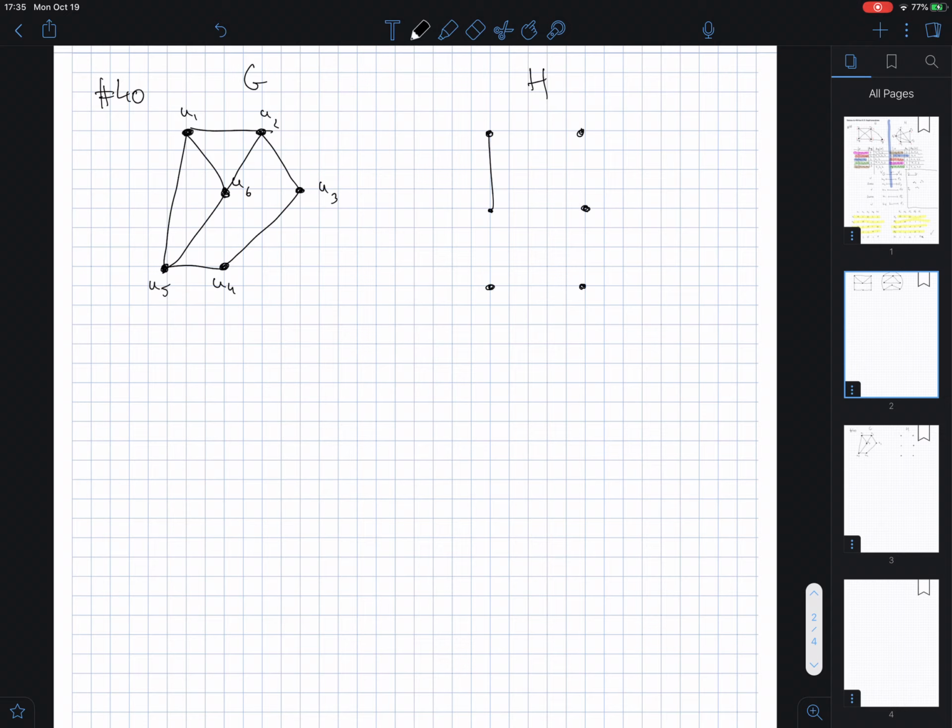And then H is a little bit easier to draw. So we have, well, these are edges. Sorry, that was too far. I shouldn't draw them separately. And then we have one across and one this way. Okay, and that was V1, V2, V3, V4, V5, and V6.